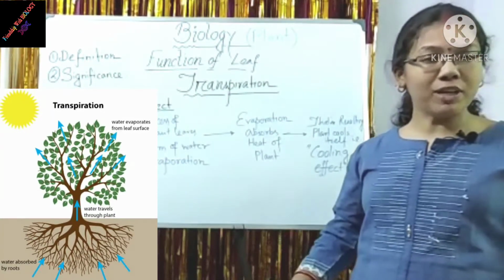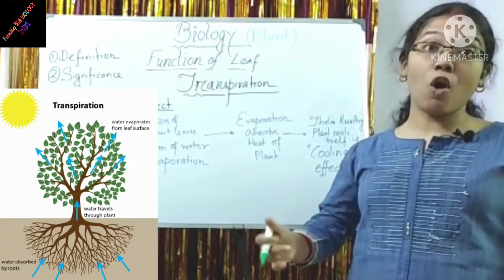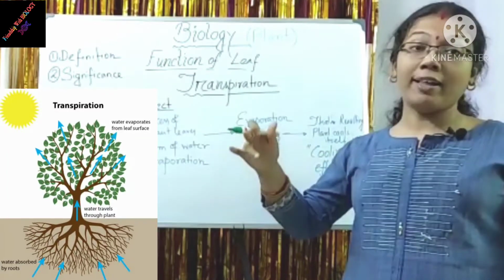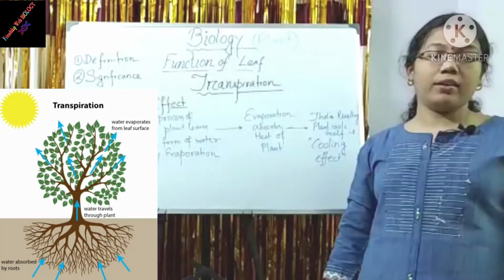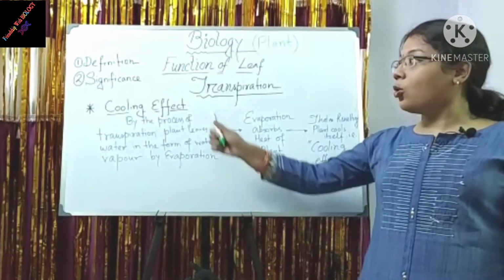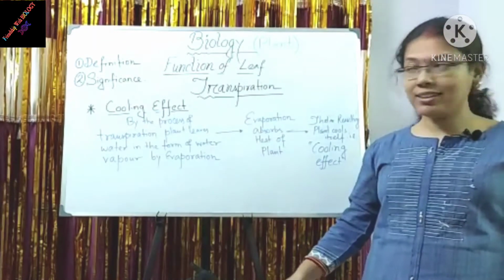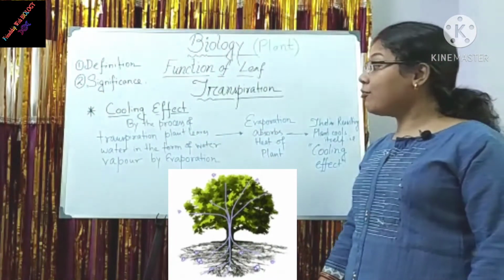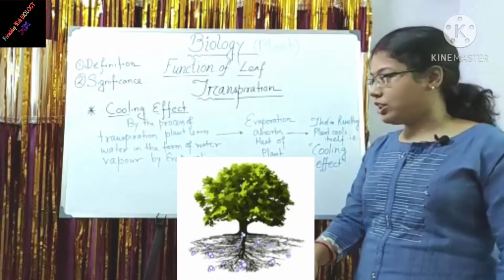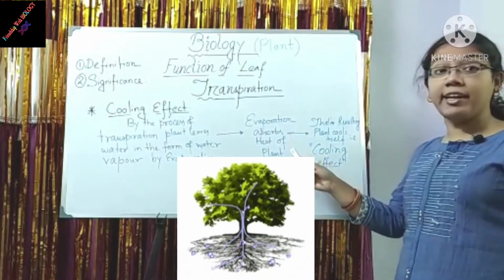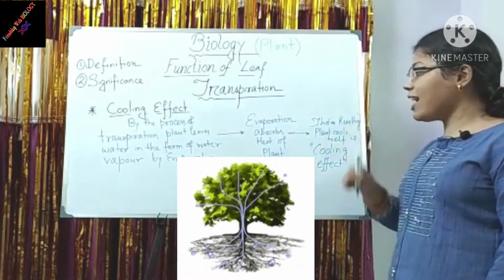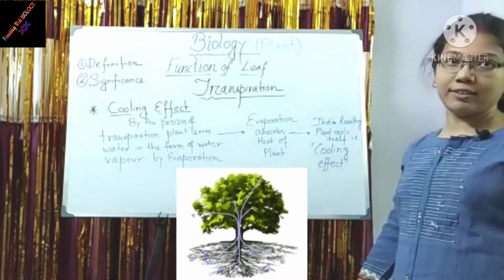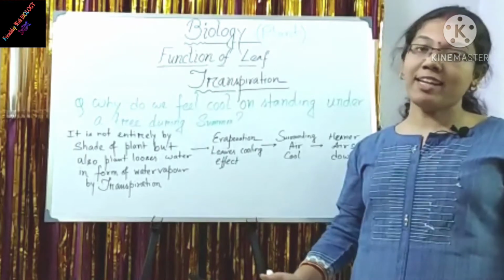So friends, transpiration means water in the form of water vapor is released from the surface of leaves by the process of evaporation. The result of transpiration is a cooling effect. What is the cooling effect, friends? By the process of transpiration, plant leaves release water in the form of water vapor by evaporation. Evaporation absorbs heat of the plant. That results in the plant cooling itself. That is the cooling effect.